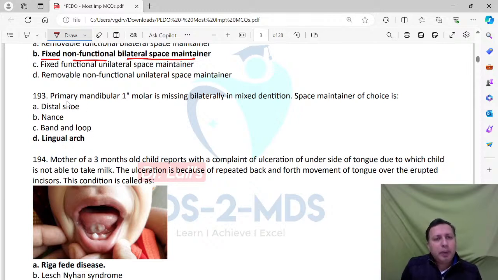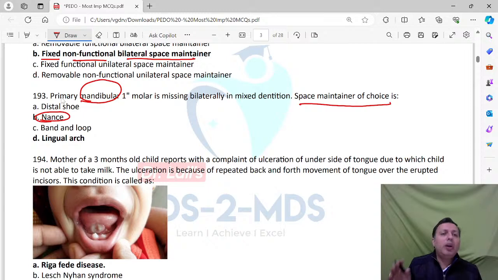Now the next question is, the primary mandibular first molar is missing bilaterally in the mixed dentition. The space maintainer of choice is... Now they have given the options like distal shoe, Nance, band and loop, and lingual arch. Now see, the term used is mandibular, so the Nance is basically used for the maxillary arch. Another important thing, basically a mistake that I can say in this question, is that they have not mentioned the age. If the age had been mentioned, then definitely the option can be a band and loop also. But they have not mentioned the age, so in this case right now the current answer is lingual arch.